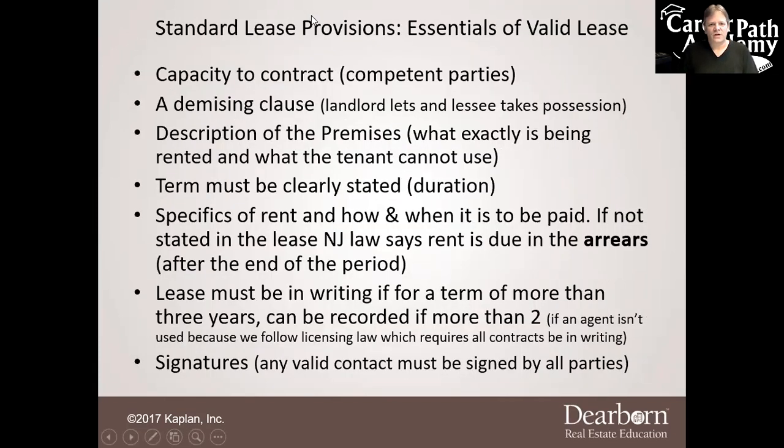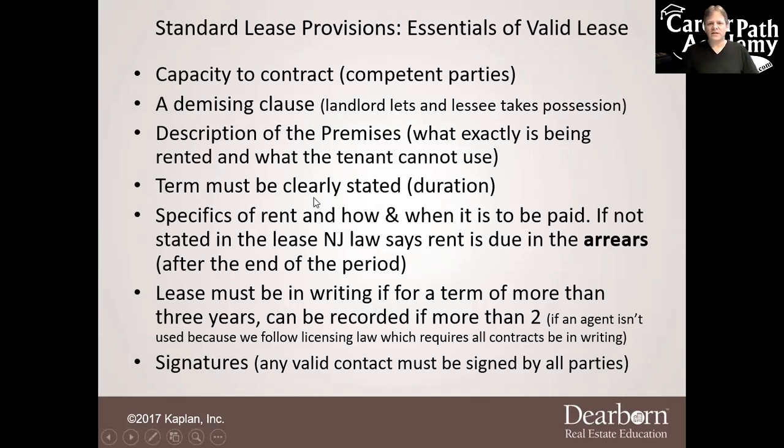Scary world out there. So here are some of the standard provisions of a lease that should be added into any lease. Okay. The parties have to have capacity to contract. They're competent parties, just like any other contract. There's a demising clause that says the landlord is to let and the lessee, the tenant, is to take possession of the premises. There has to be a description of the premises, what exactly is being rented and what the tenant cannot use. So maybe the tenant can't have use of the garage. You're renting them the house, but the garage, that's where you got your stuff in, or maybe you're renting it out to someone else, or maybe they can only use half the basement. You need to specify what they can and cannot use.